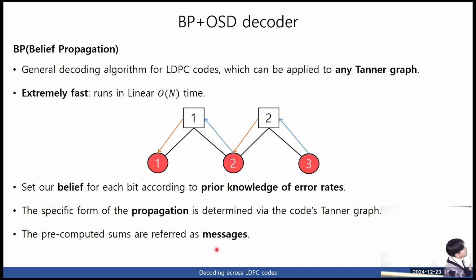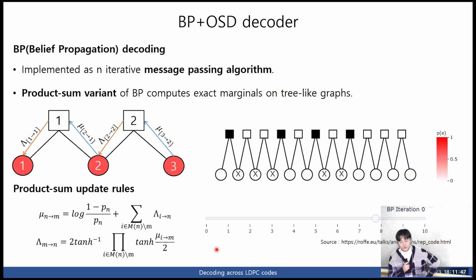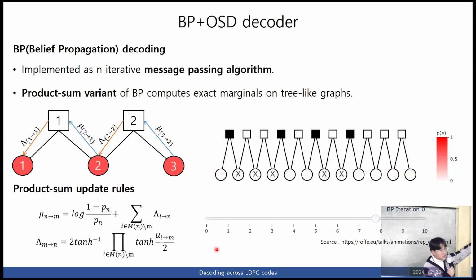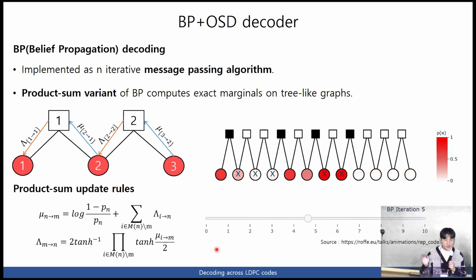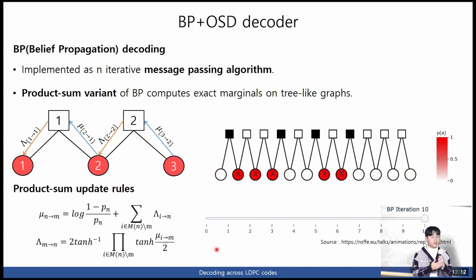I'll show briefly how it's done. First, we set the belief for each bit according to the prior knowledge that we have about the error rates. Second, we perform a propagation via the code's Tanner graph. The propagation is referred to as messages. This is the implementation of a message passing algorithm, the product-sum variant. We propagate the messages according to these rules. As you can see, we set the beliefs and propagate the messages, and finally get the output. This works quite well for classical LDPC codes.